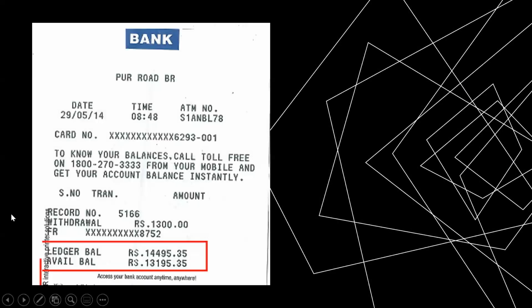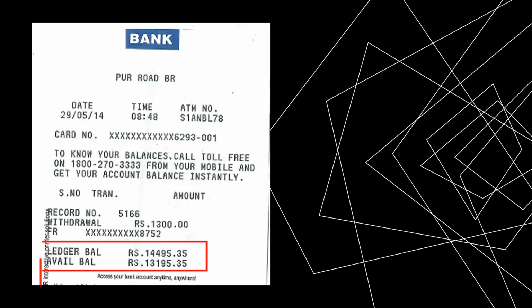Now we'll see one sample ATM withdrawal slip, which we usually get from the ATM machine after the withdrawal. Here I have highlighted the two types of balance. The first one is the ledger balance, and the second one is the available balance. The ledger balance is nothing but the current balance, the actual fund available in the account. And the next one, available balance. Funds may be there in the account, but how much the person can withdraw, that is the available balance. Now let us go into a little bit of detail.